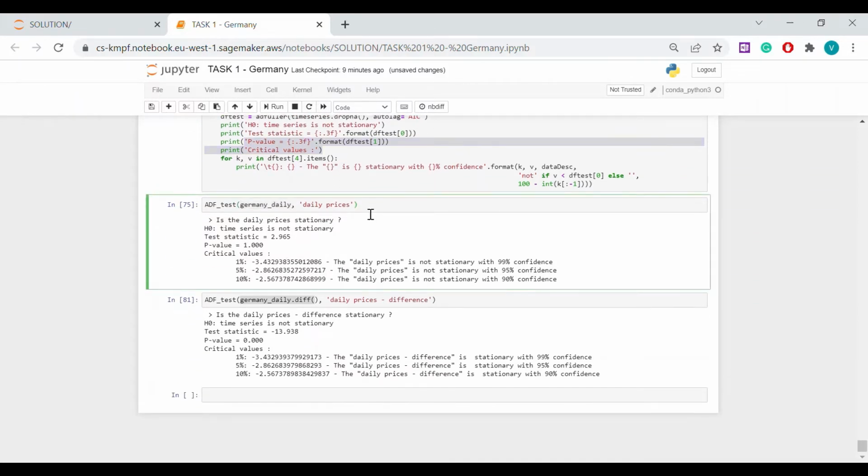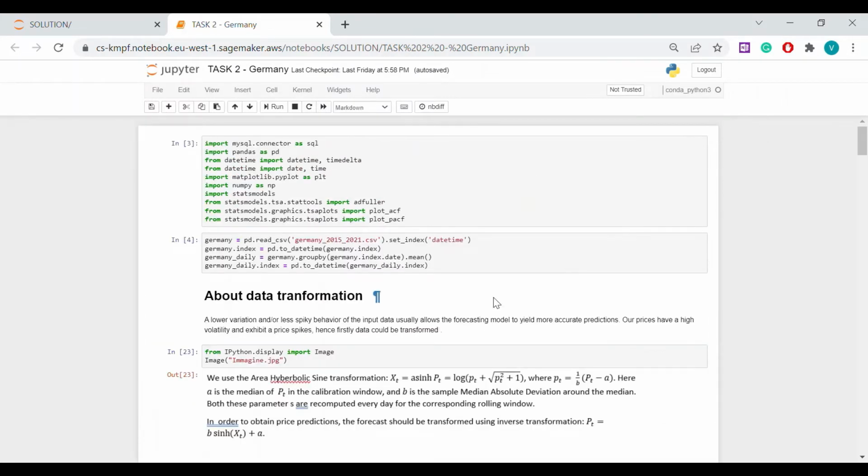So if we call this function with our daily data, we get that our test statistic is positive, so our daily prices are not stationary. However, if we take the difference of our daily data, we get a very negative statistic and a stationary time series.